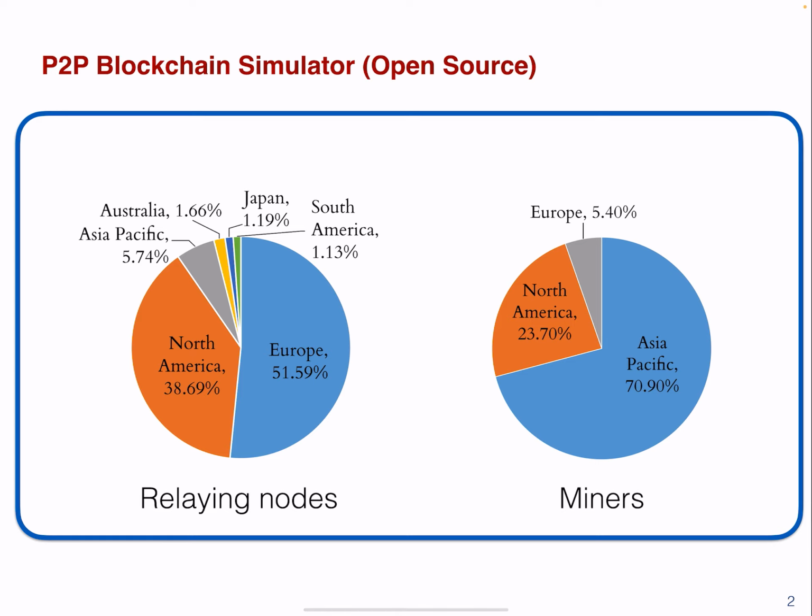So by looking at the real distribution, you can see basically that most of the relaying nodes seem to be in Europe, followed by North America, while most of the miners appear actually to be in Asia Pacific. That's likely due to the low cost of electricity as well as the labor cost. We can see that Europe only has less than 10% of the overall hash rate, which is unfortunate because it seems really that the majority of the mining power is in Asia Pacific.